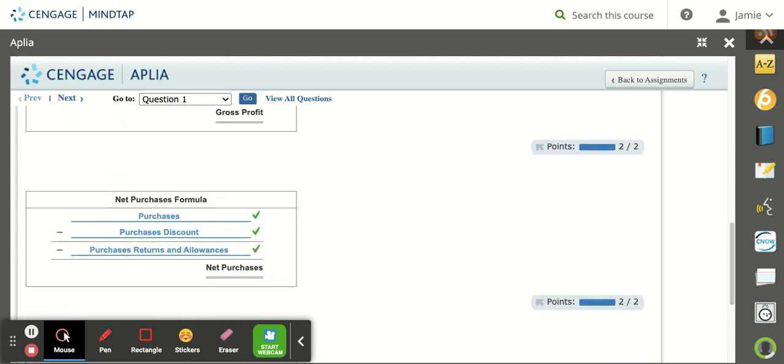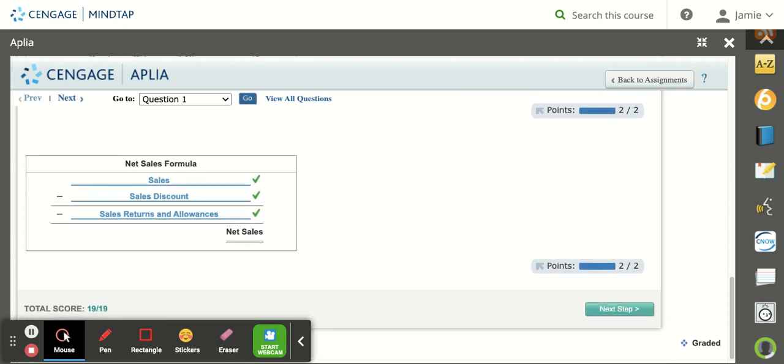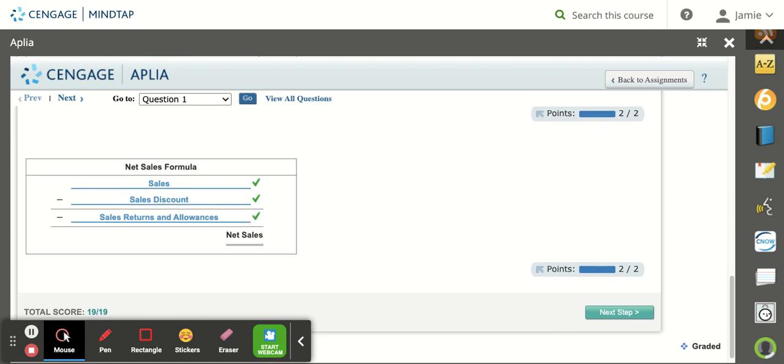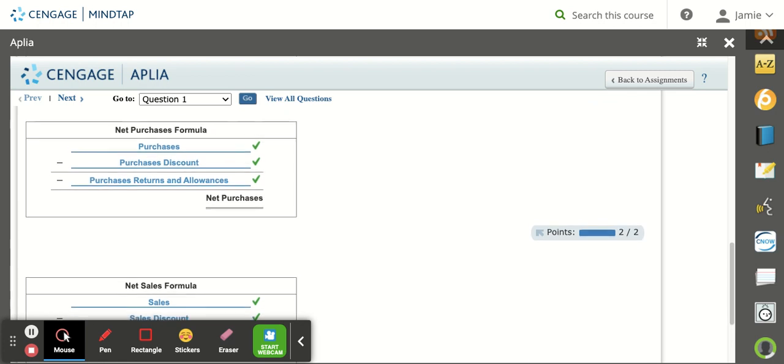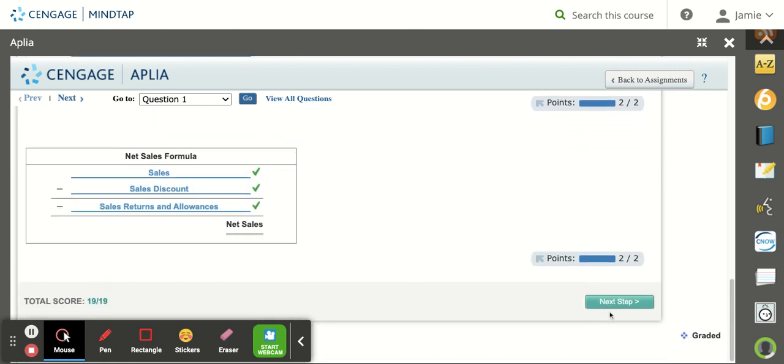Net purchases is purchases minus the purchases discount, purchases returns, and allowances. Then we have our net sales, which is sales minus sales discount and sales returns and allowances. So very similar net purchases formula and net sales formula.